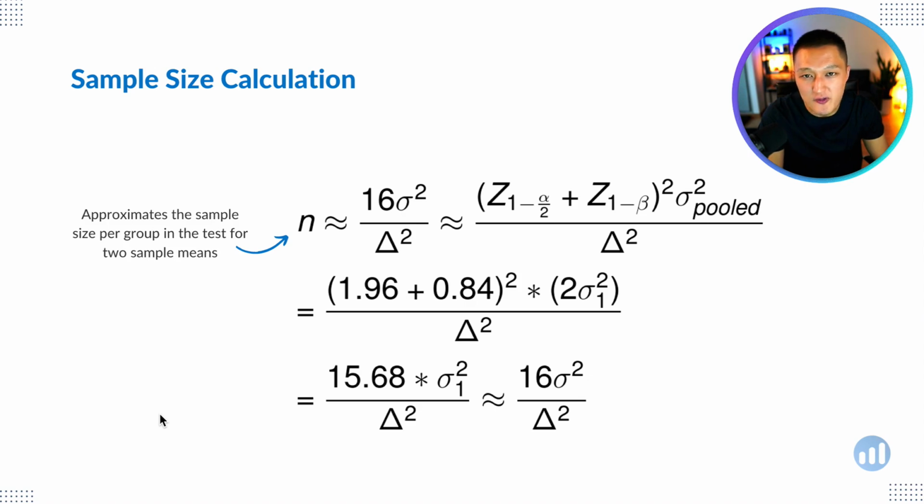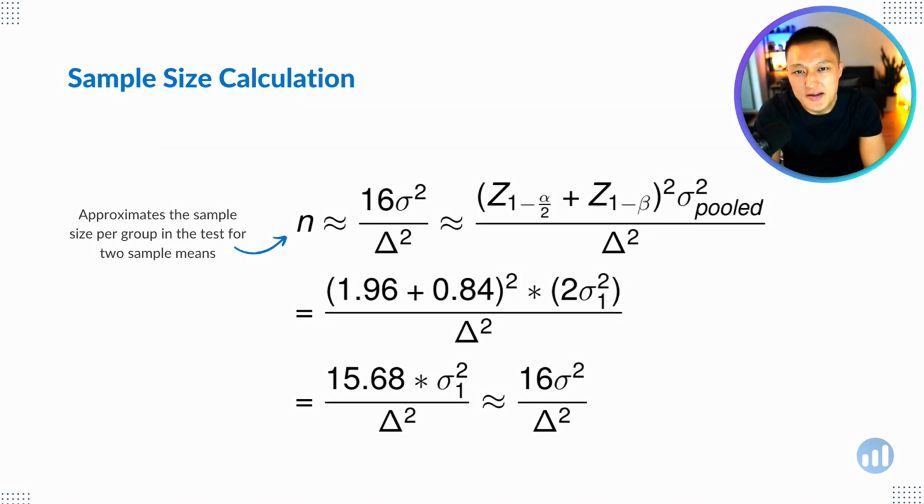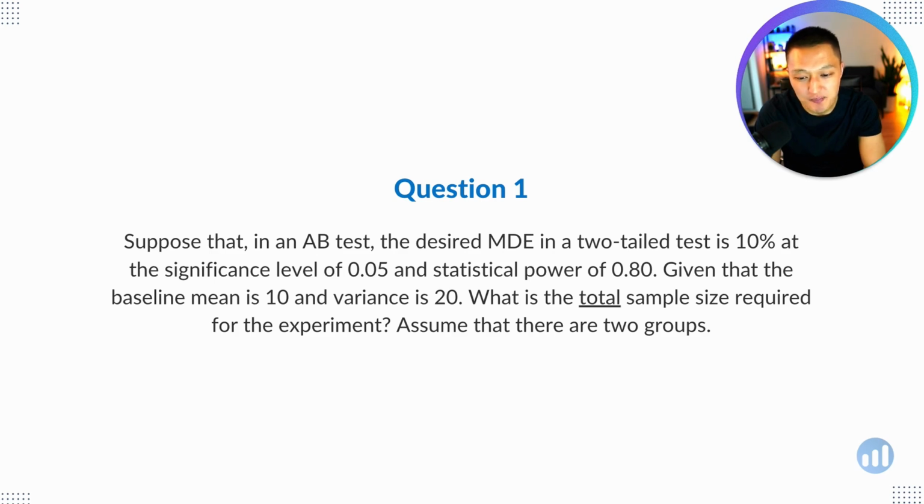So hopefully this provides additional context in terms of a popular formula you often see when it comes to sample size calculation. All right, so now that you have an understanding of how to calculate the sample size, let's apply this in an actual A/B testing example. Suppose that in an A/B test, the desired MDE in a two-tailed test is 10% at the significance level of 0.05 and the statistical power of 0.80. Given that the baseline mean is 10 and the variance is 20, what is the total sample size required for the experiment? Assume that there are 2 groups.